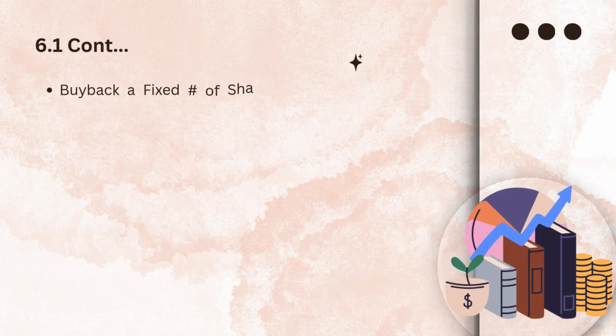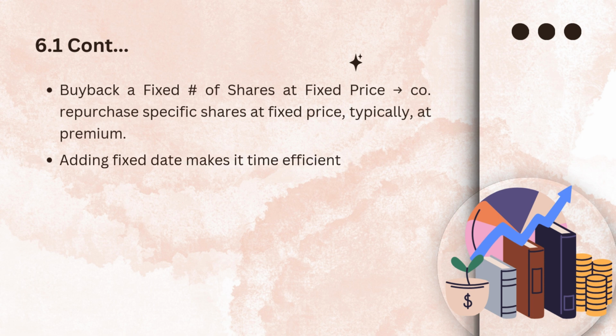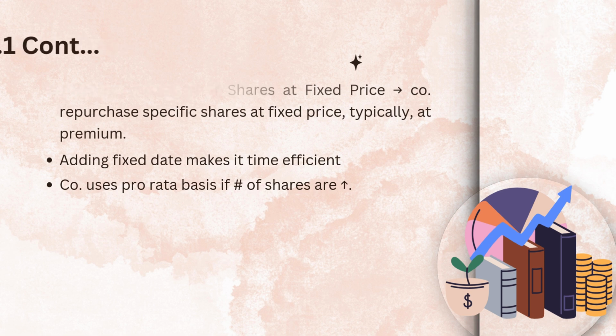Buyback a fixed number of shares at a fixed price. The company repurchases specific shares at a fixed price, typically at a premium. Adding a fixed date makes it time efficient. The company uses a pro rata basis if the number of shares offered is greater than the number sought.